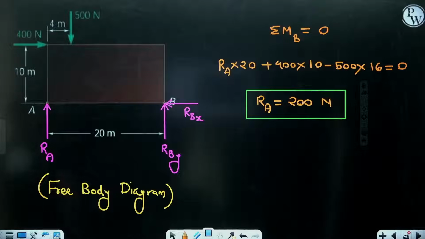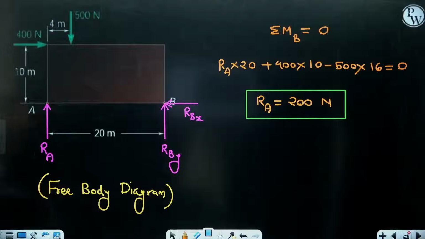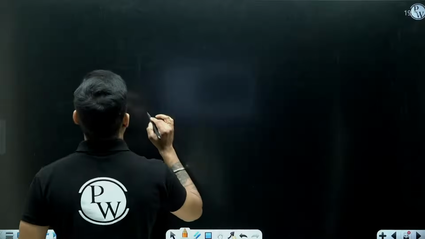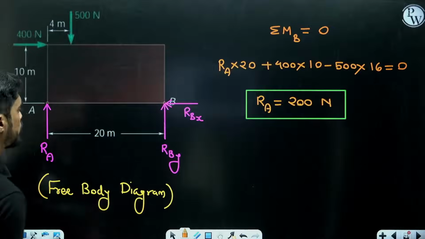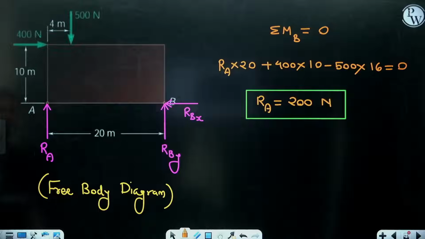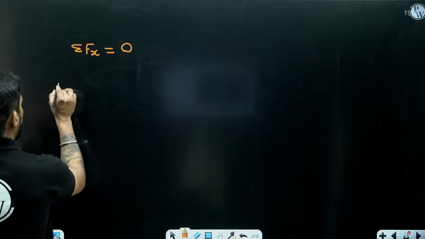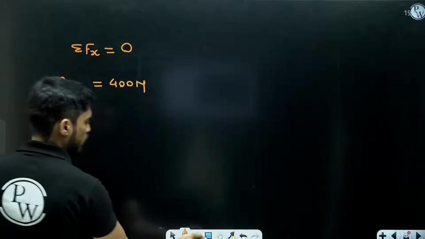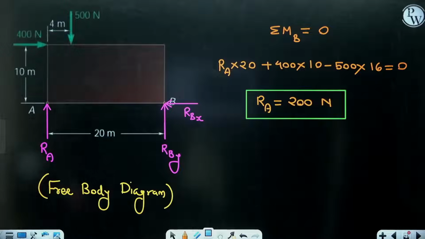So I have got RA 200 Newton. Now I will calculate RBX by applying the first equilibrium equation. Summation of Fx equals 0. You can see that in X direction you have two forces, 400 and RBX. So I can write RBX equal to 400 Newton, because both must be equal and opposite. Then only the net force in X will be 0. So RBX will be equal to 400 Newton.